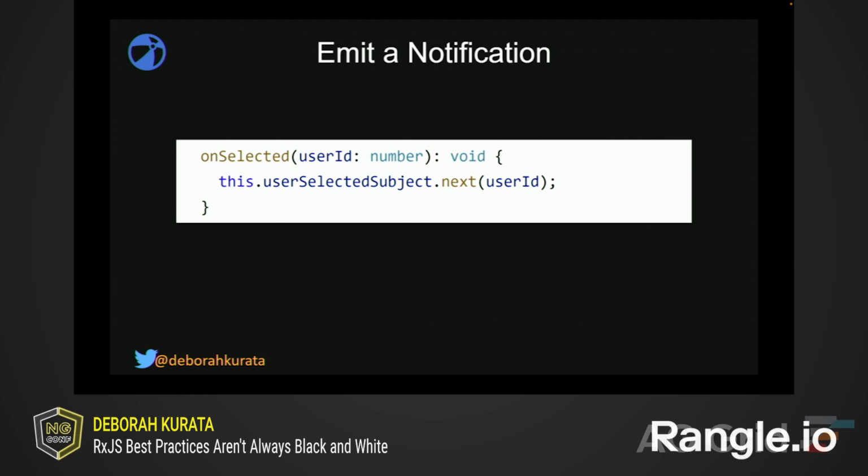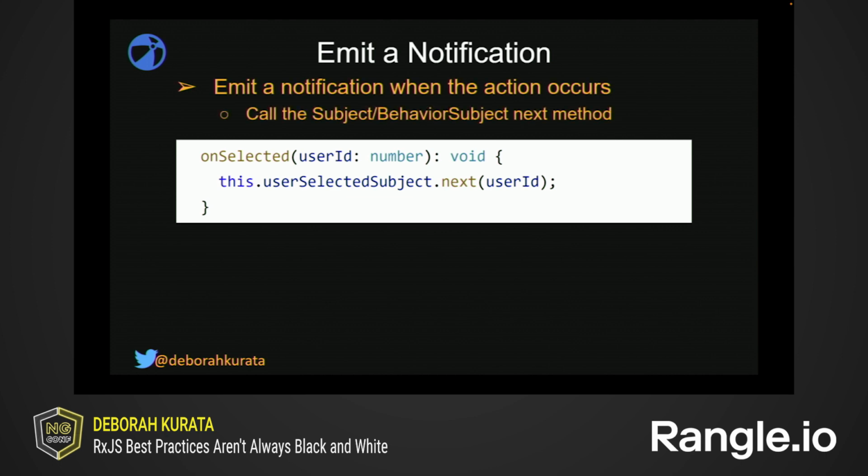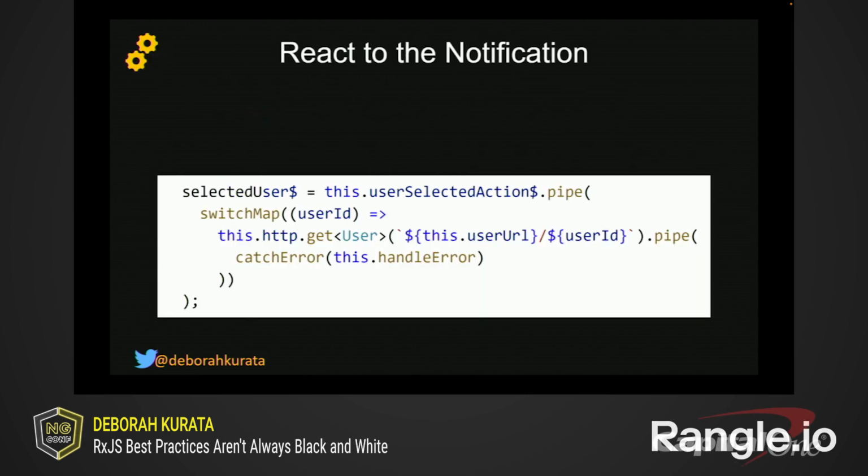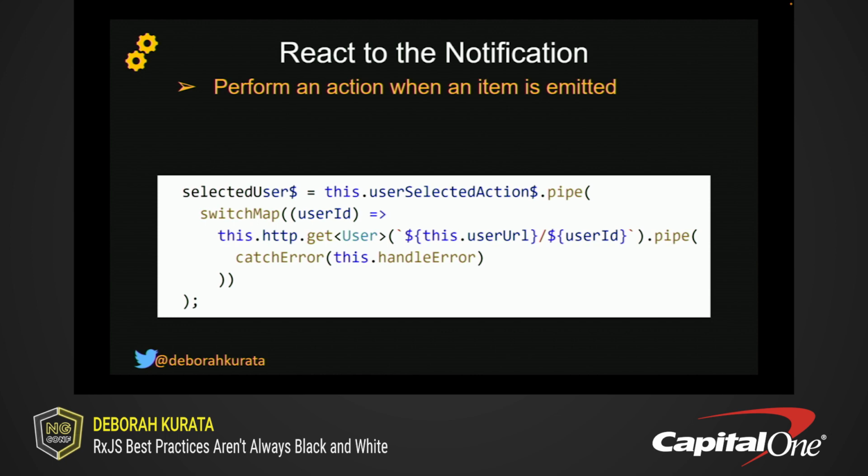Our second step is to emit a notification. We do that here in our little method. We do that when the action occurs, and that calls the behavior subject or subject's next method. And the third step is to react to the notification, and that's where we're going to perform our action. In this case, we're going to take our user-selected action, so which user I selected, and we're going to pipe it through a SwitchMap, and that's when we get that user ID, and then we have it for our parameter on our HTTP GET. Make sense?